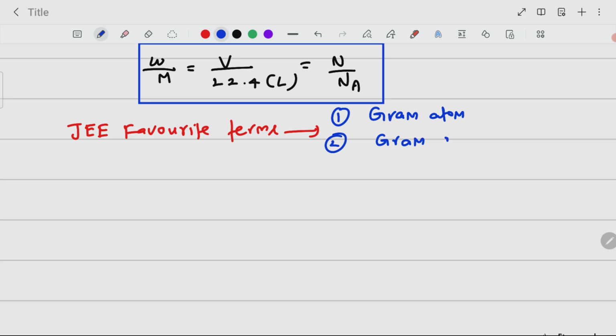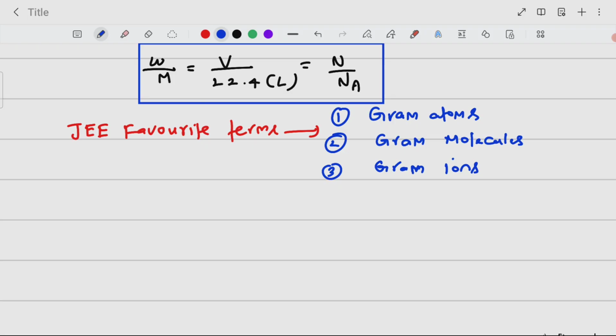Term number 2: gram molecules, or you can say gram atom, gram ions. These three terms are repeatedly asked in JEE exams, but there is a chance of confusion. Every time most of the students make mistakes in these three terms. Watch the video with more concentration, because if they ask to calculate the number of moles, you can easily do it. But if they ask the question in a twisted manner by using any of these terms, how to proceed for that?